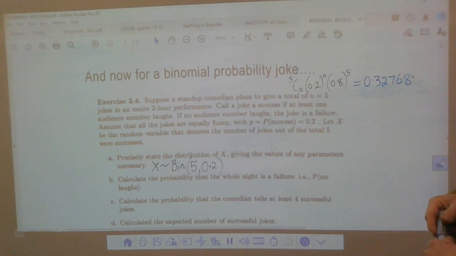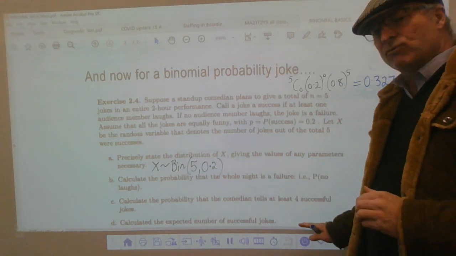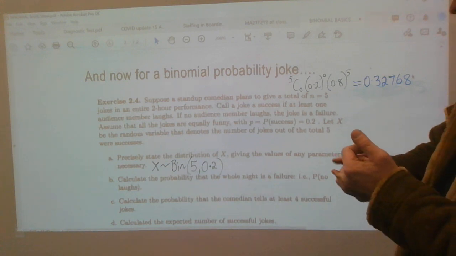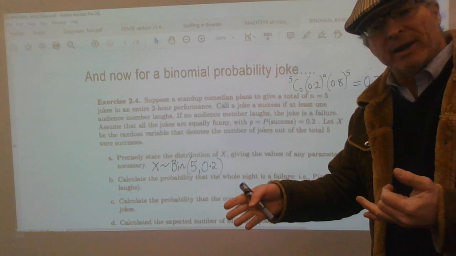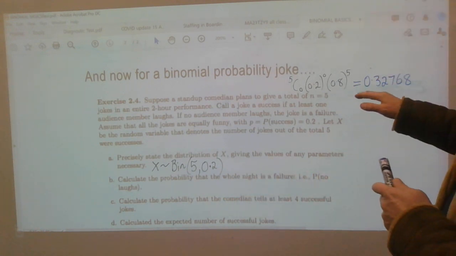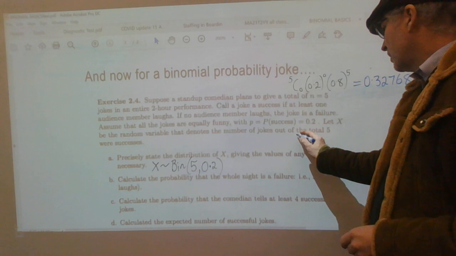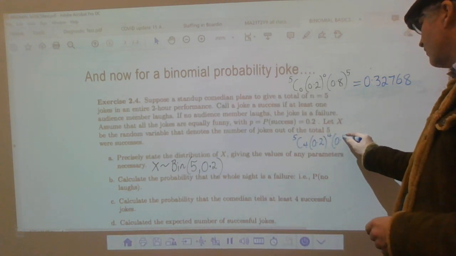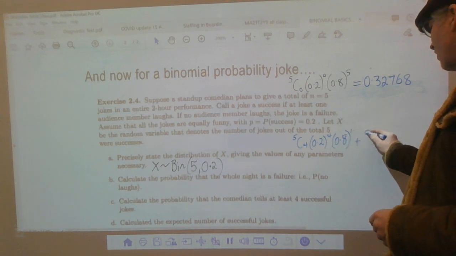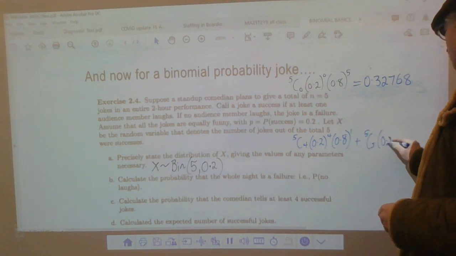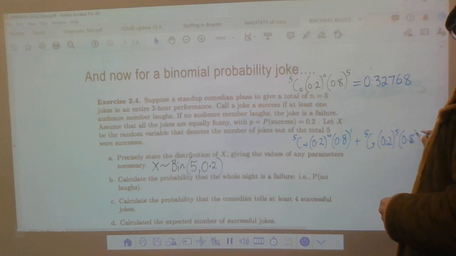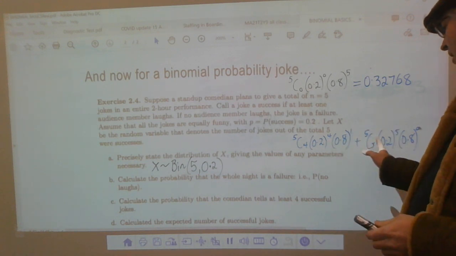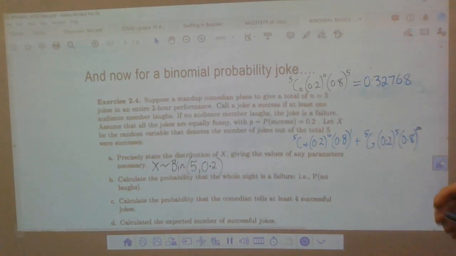Calculate the probability that the comedian tells at least 4 successful jokes. Well, since there's only 5, I could work out 4 and 5. That would be easier than 1 minus the opposite. So I'm going to do 5C4, 0.2 to the 4, 0.8 to the 1, plus 5C5, 0.2 to the 5, 0.8 to the 0. So that's 4 and 5, so that's at least 4. And I'll add those up.